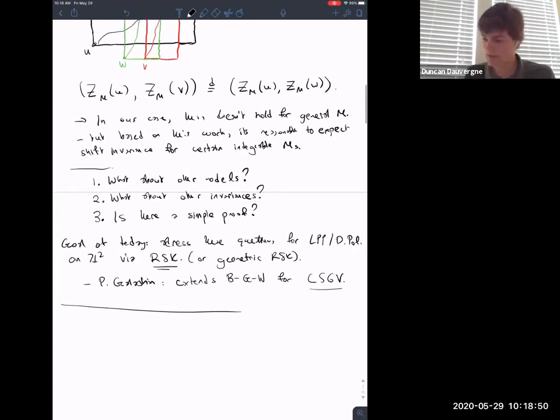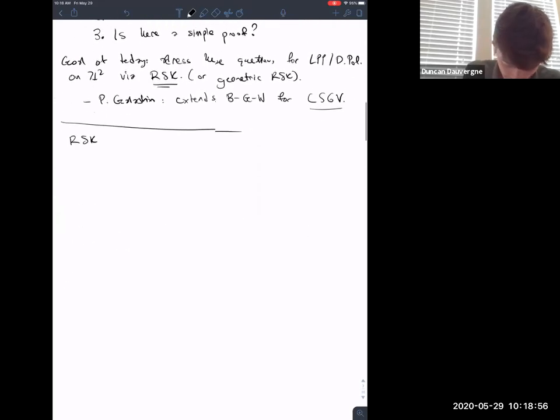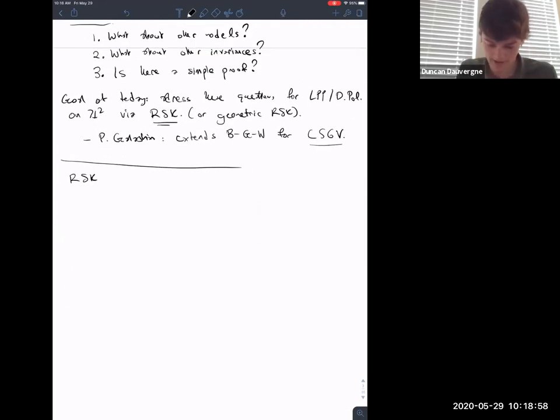All right. So I'm going to start from the basics with the role that RSK plays in last passage percolation and the role geometric RSK plays in directed polymers. We're only going to use a few simple consequences for what we're going to talk about today. So what is RSK for us?